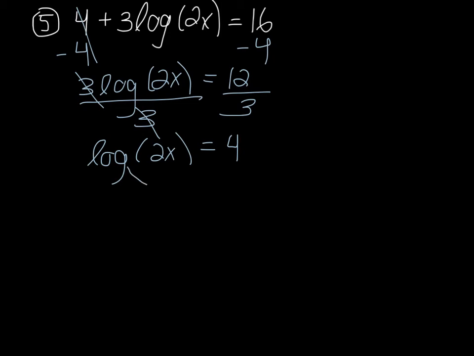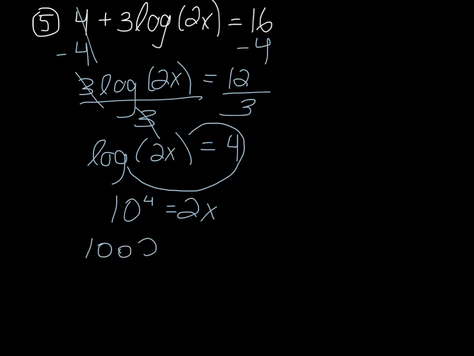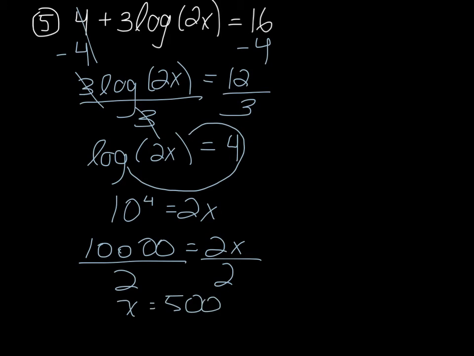And then I'm going to rewrite it in exponential form. So 10 to the 4th power equals 2x. 10 to the 4th power is going to give me 10,000 equals 2x. You divide by 2 on both sides, and you're going to get that x must equal 5,000. Again, we need to make sure we check.